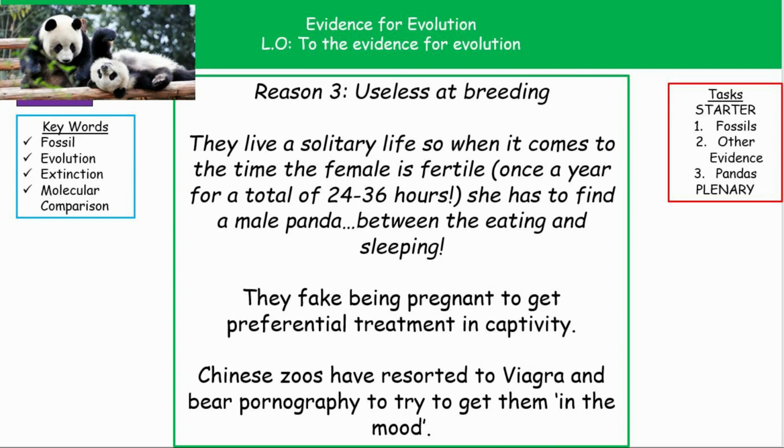We've actually got to the utterly ridiculous point of trying to save these dumb creatures because Chinese zoos now use Viagra and, I know it sounds really weird, but bear pornography to try to get them in the mood to mate. Who knew such a thing existed? Only in the world of a giant panda, apparently. So, really, really useless at breeding.